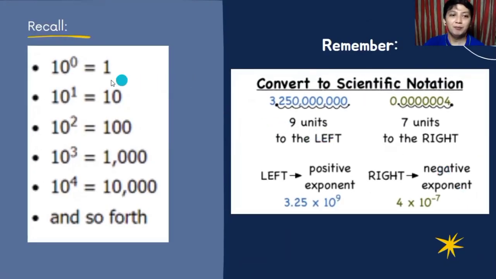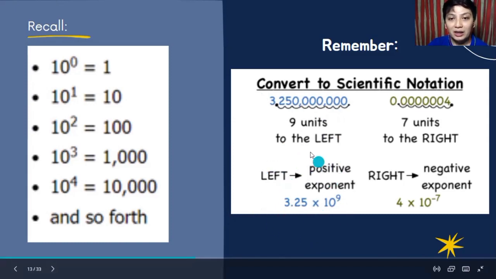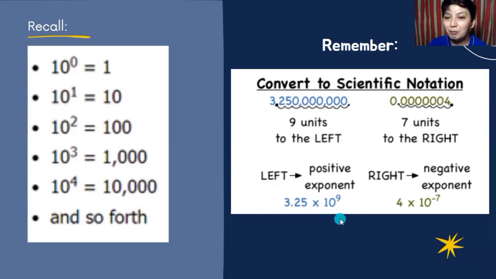So here, we can recall that 10 raised to the 0 is 1. 10 raised to 1 is 10. 10 squared is 100, 10 cubed is 1,000, 10 to the 4th is of course 10,000, and so forth. Remember this. Convert to scientific notation. So we have here 3,250,000,000. All right, so we have 9 units to the left. When we move it, 1, 2, 3, 4, 5, 6, 7, 8, 9, until we reach here. When we move the decimal point to the left, we use a positive exponent. So it will become 3.25 times 10 raised to the 9th power. Although the decimal point of this number is invisible, it is automatically there at the end. It's like an imaginary decimal point at the end of this number.